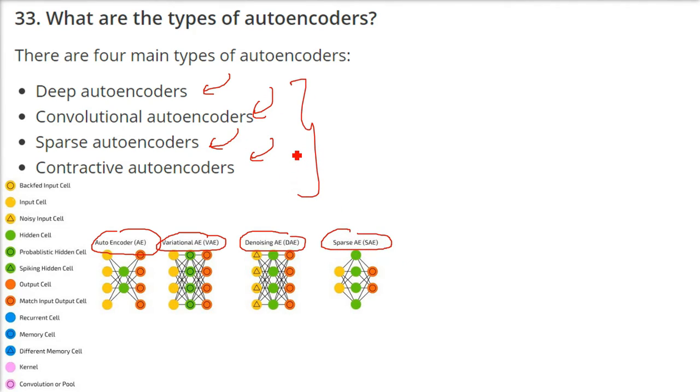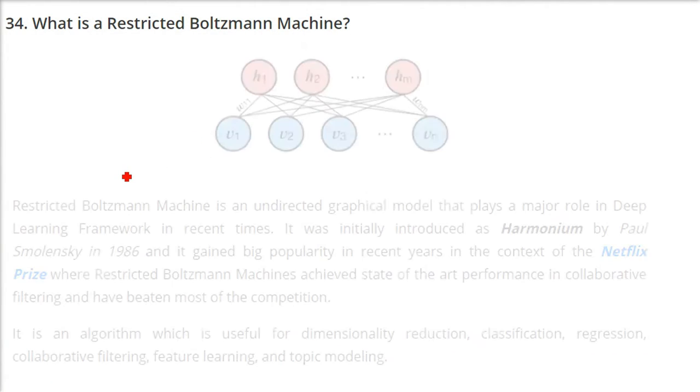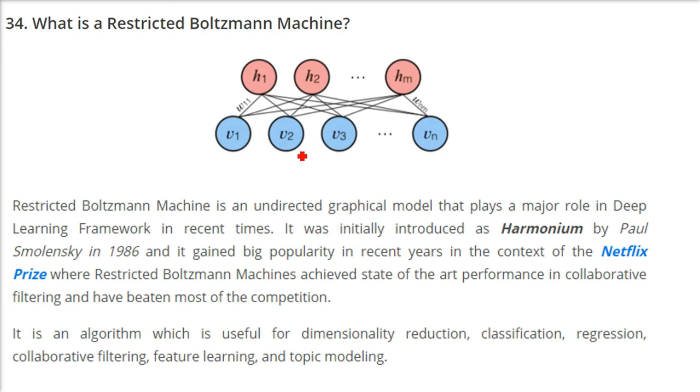What is a restricted Boltzmann machine? In a Boltzmann machine, all the nodes are connected to all the other nodes. There will not be any output node, output layer actually. But the restricted Boltzmann machine is all about restricting certain connections. So the graph is self-sufficient. Here, for example, V1 is not connected to V2. The restricted Boltzmann machine is an undirected graphical model that plays a major role in deep learning.